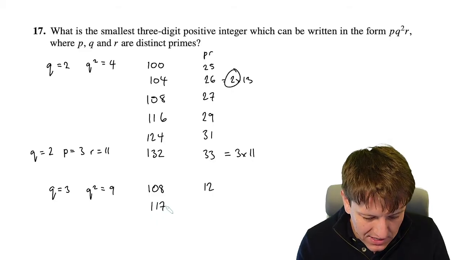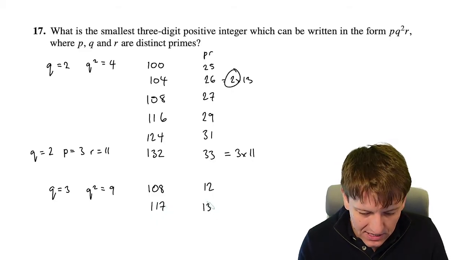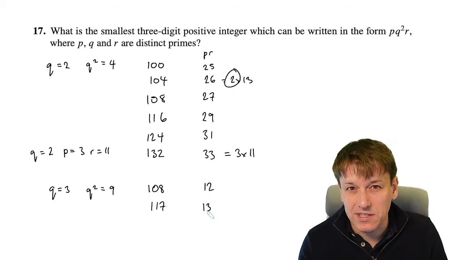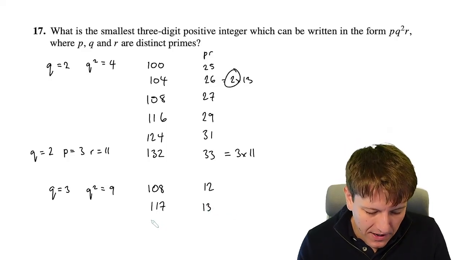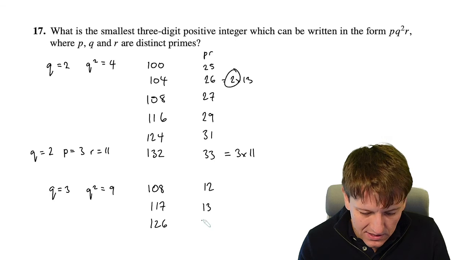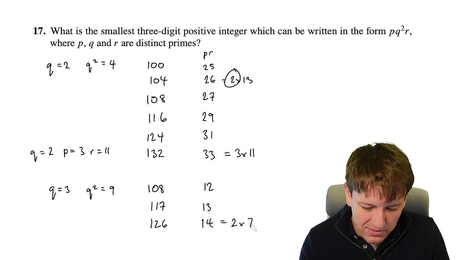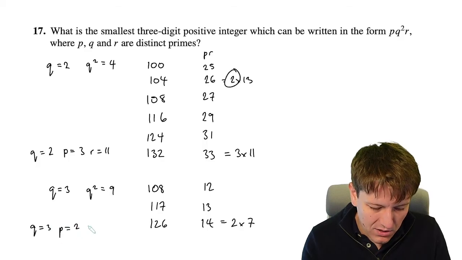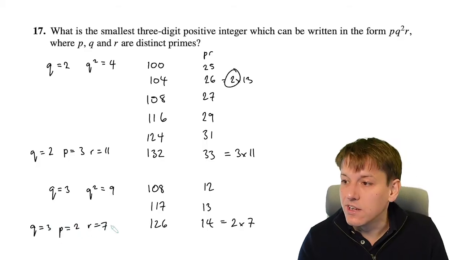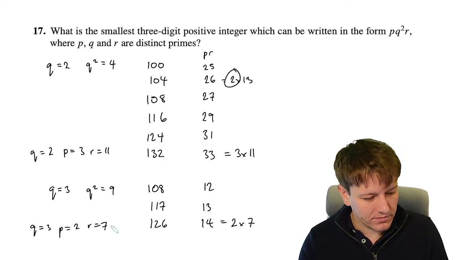So then I could try 117, and then I'd have 13, and that's prime itself, so I can't write that as 2 primes. And then the next one is 126, so that would be 14. That is 2 times 7, so that gives me a possibility here that Q is 3, P is 2, and R is 7, so that would seem to work.